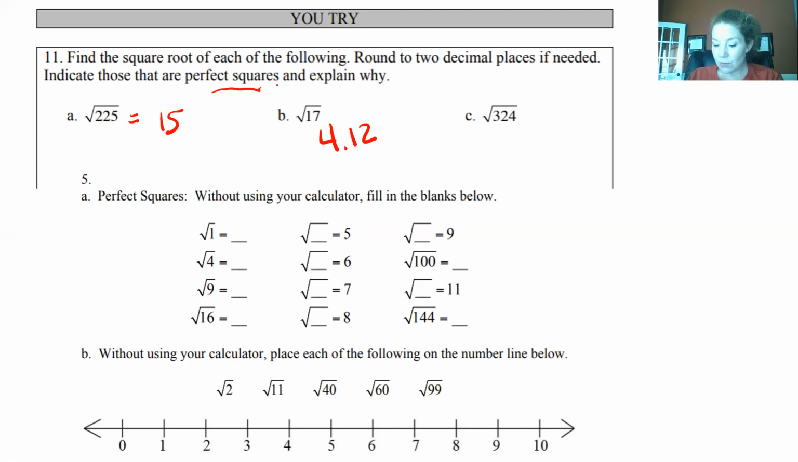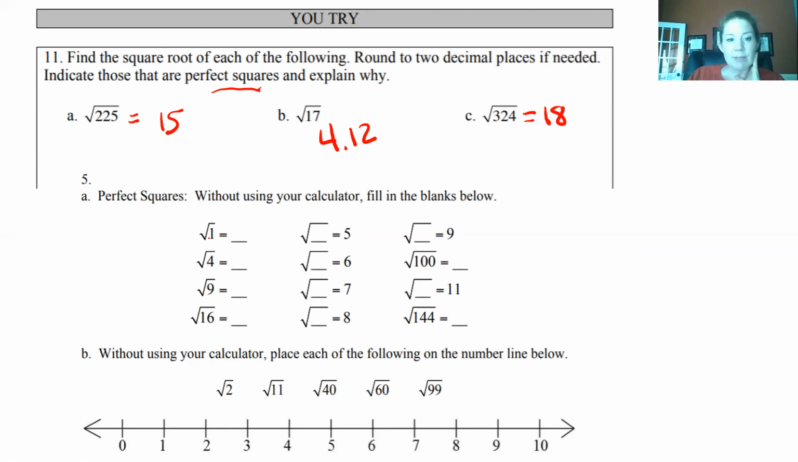And then the square root of 324, I don't think that's a perfect square. Square root of 324 is 18. Oh, it is. It is a perfect square. So 18 squared is 324. All right, try using without your calculator.